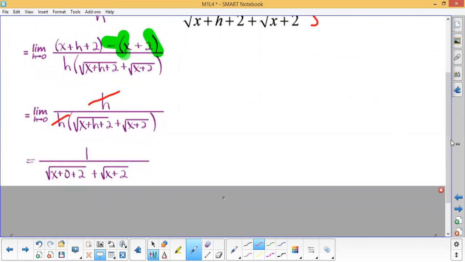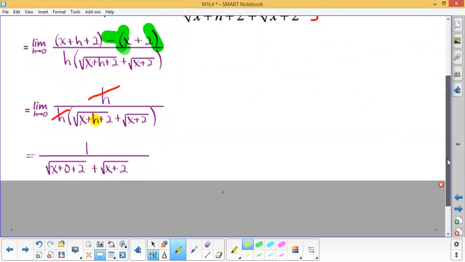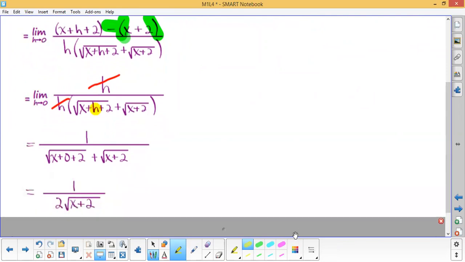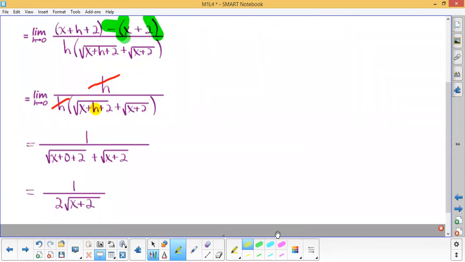Now at this point, wherever we see h in the radical, we can replace that with 0 and solve accordingly. So this is just straightforward algebra. So I have a slope of 1 over 2 root x plus 2. That is also the derivative.